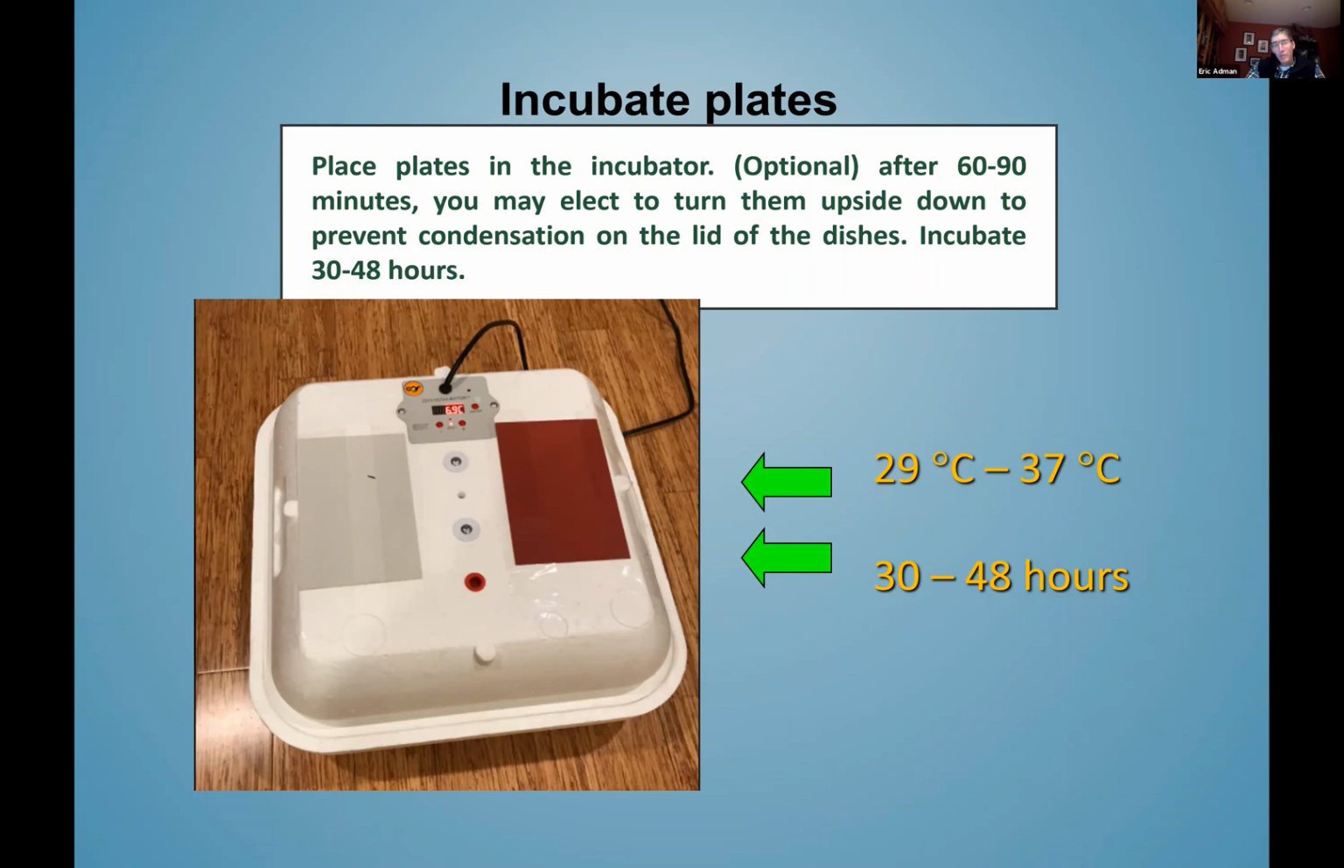This says optional, you may elect to turn them over. We've had different results, I think, depending on the size of the sample you use, or other variables. The reason they flip them over is that as it incubates, you may get condensation on the lid of the Petri dish, which can then drip back down on that gelled sample and kind of mess up the sample. To avoid that, if you flip it upside down so that the gel part is on the top, that helps avoid that condensation issue.